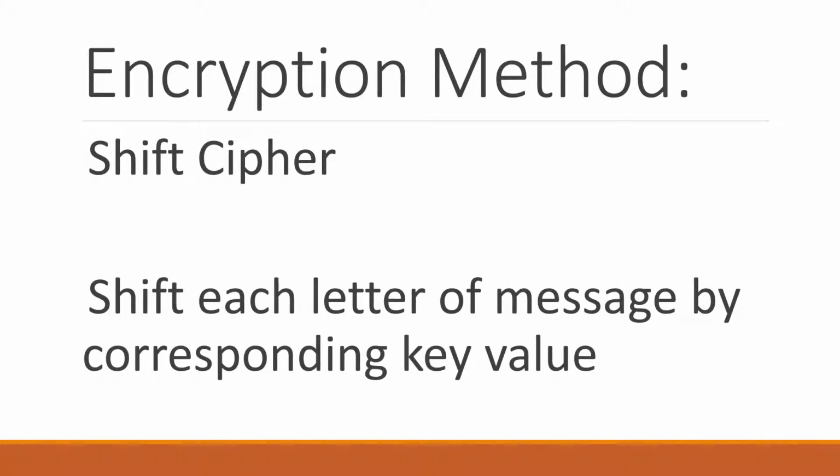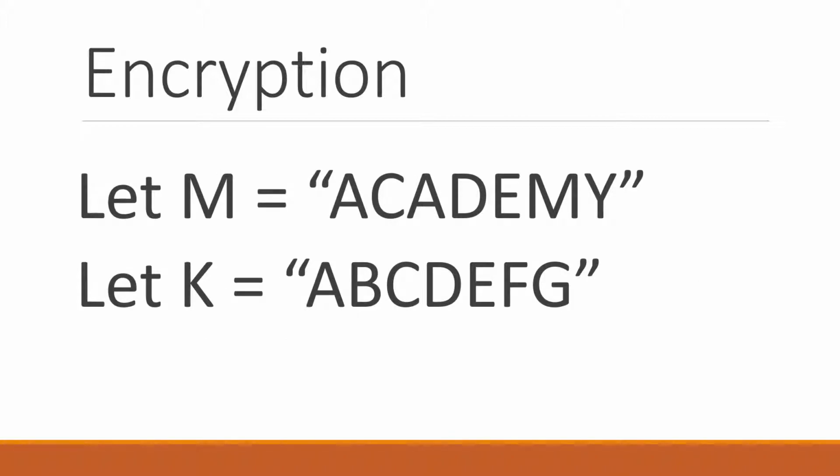So the basic encryption method is that, again, like the Caesar cipher, it's a shift cipher. So each of the letters we're going to shift by a certain value. But we're going to shift each letter of the plaintext message M by the corresponding value in the key. Let's take a look at this. So let's let our M be Academy and the key be a string A, B, C, D, E, F, G.